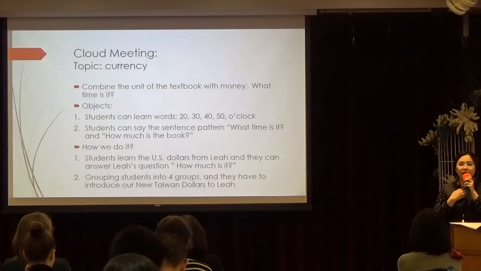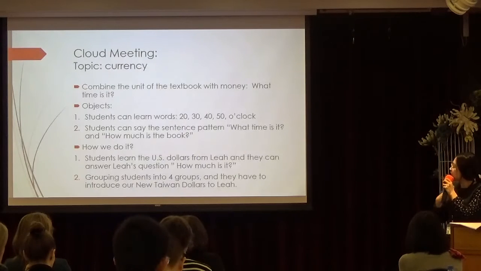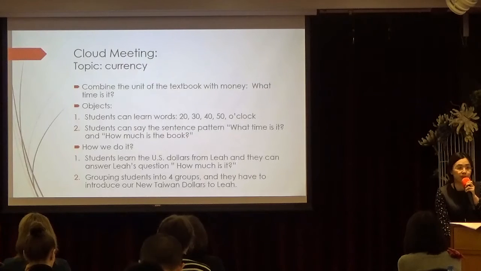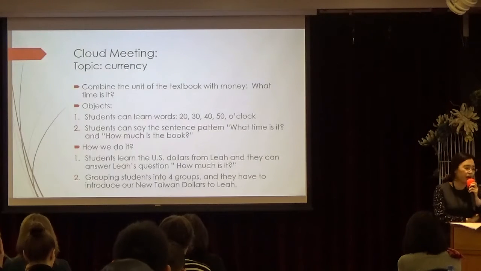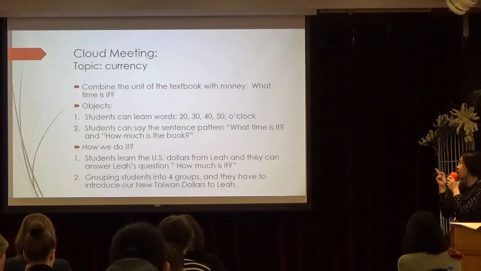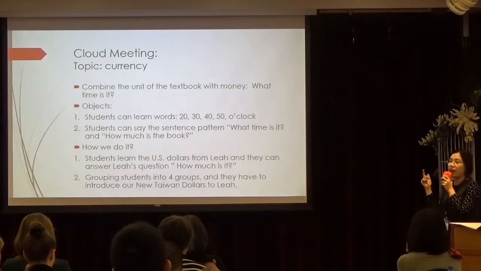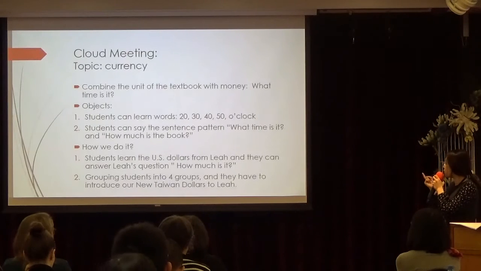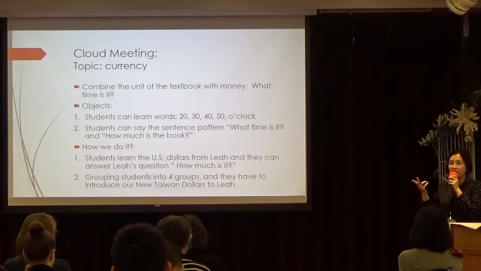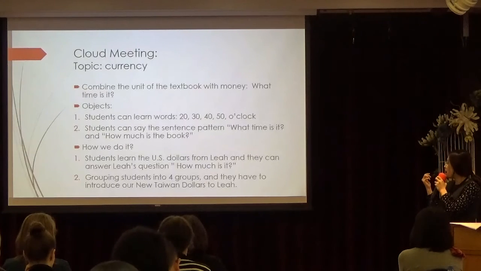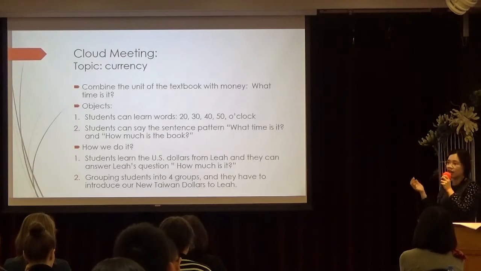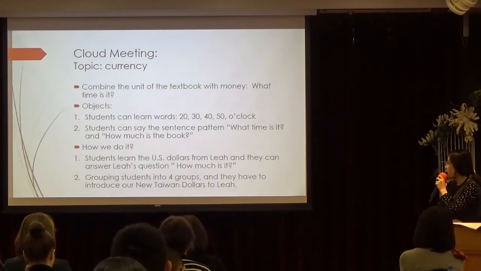So I choose to combine the unit of my textbook, unit 5, What time is it? I combine it with money, because students will know numbers about 20, 30, 50, like this. And students will say the sentences, what time is it, and how much is the book. So I just combine it. And how do we do it?